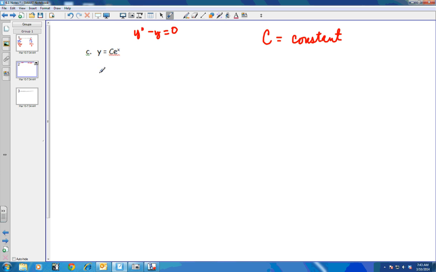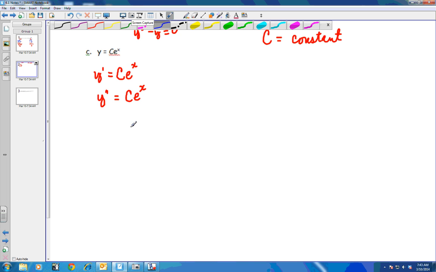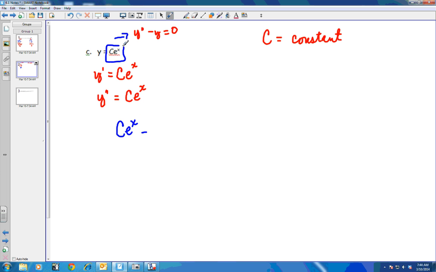Again, this is just e to the u. So I know that the derivative of some constant times e to the u is just that e to the u times the derivative of u, and that's just 1. So my second derivative, do you see it's going to be the exact same thing? So now when I plug those functions into my y double prime, this right here, that's c e to the x minus y, and my y is c e to the x. It does equal 0. So this is a solution to that differential equation.